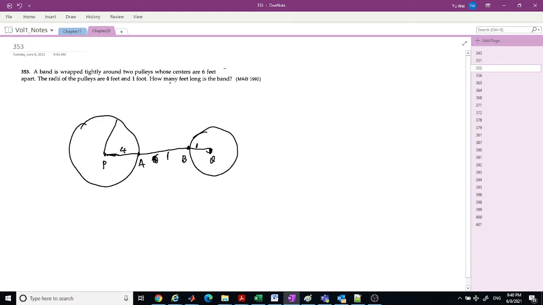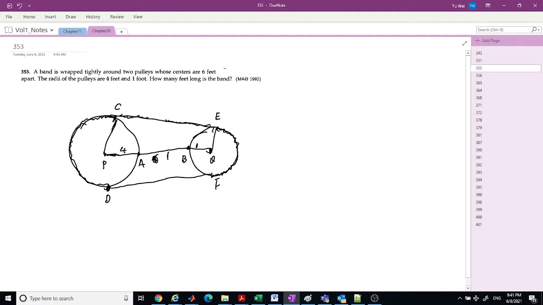Then we have a band wrapped tightly around it, so it's tangent to both circles here. We want to find the length of this band. This is the band, and basically you can see it's C, A, D, and E and F.